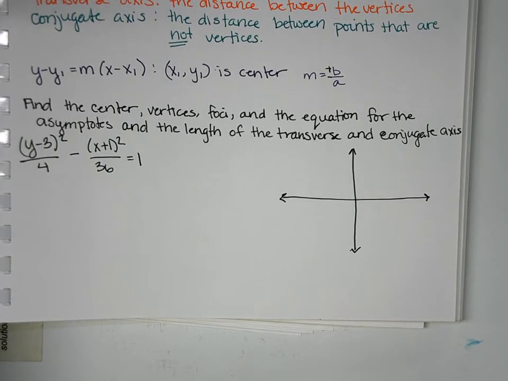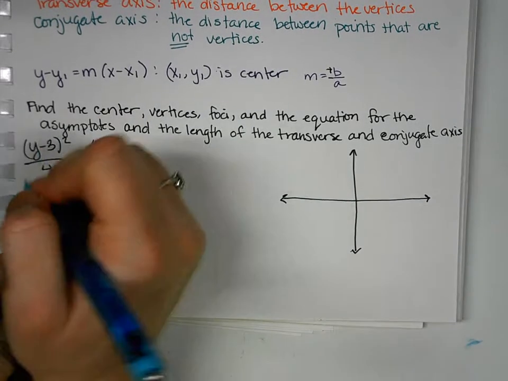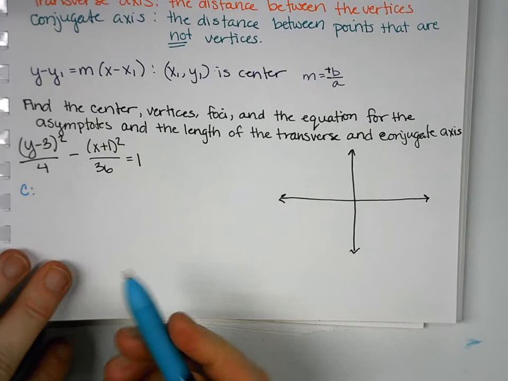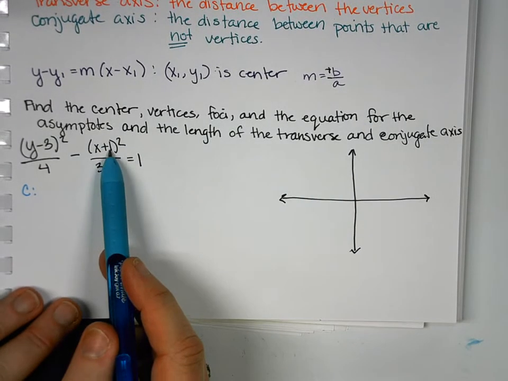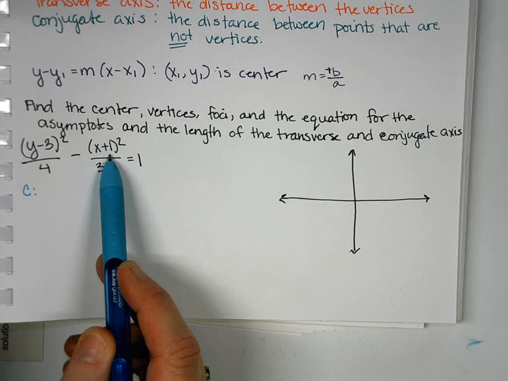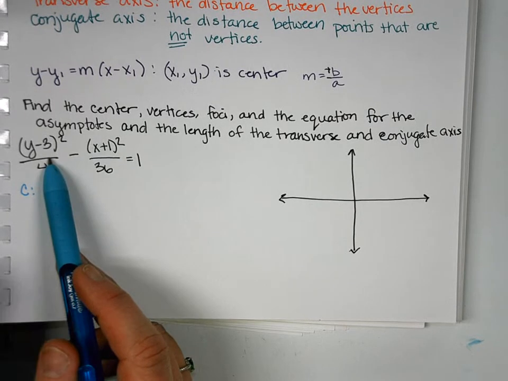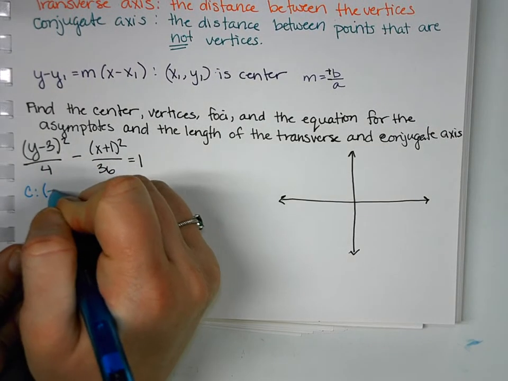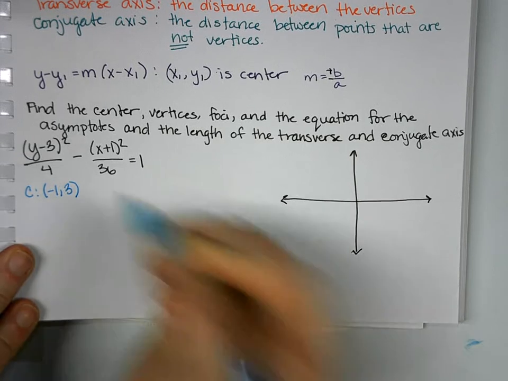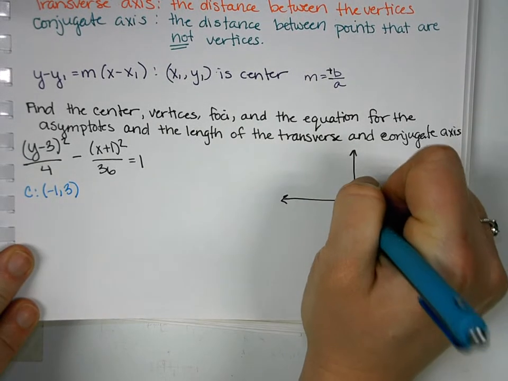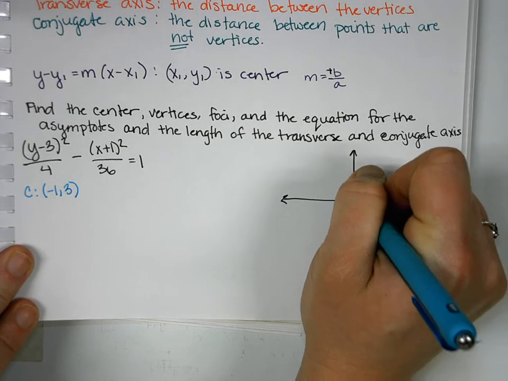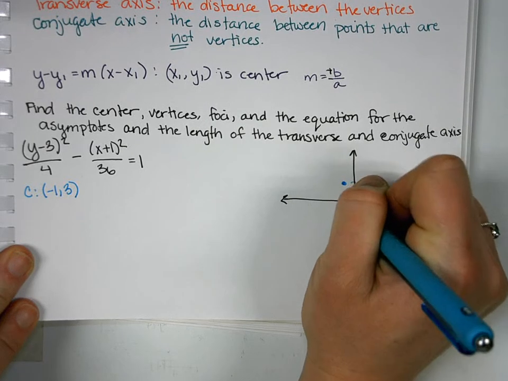So for the center, we can read that straight from the equation. It's our (h, k), so h, remember, is with x, k is with y. So our h will be -1, k is 3. So I can come over here to my graph, (-1, 3), there's my center.